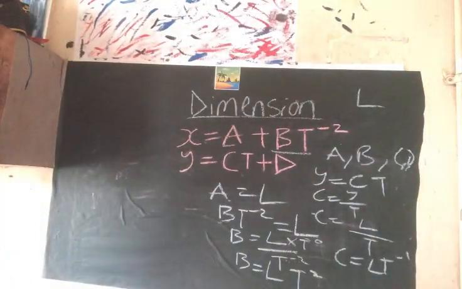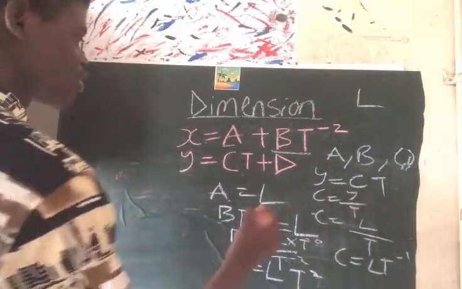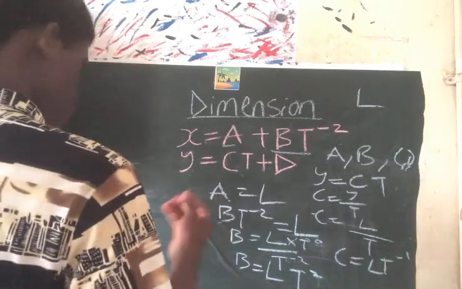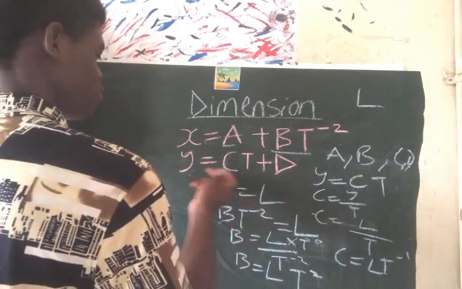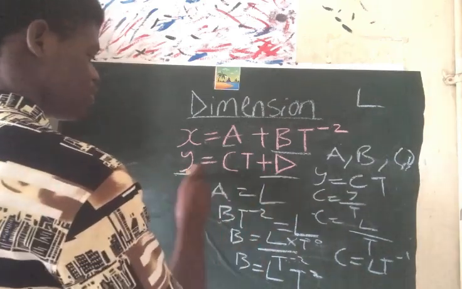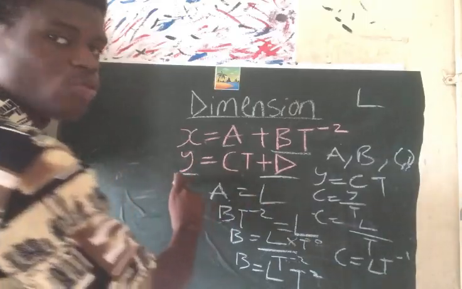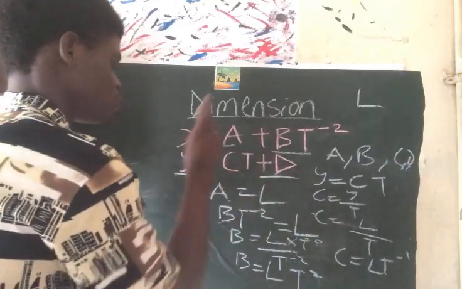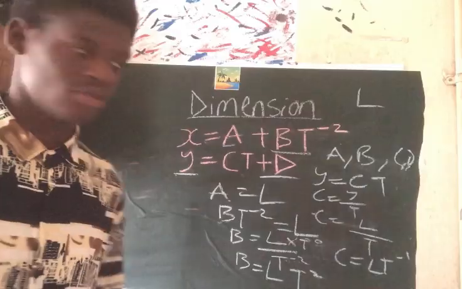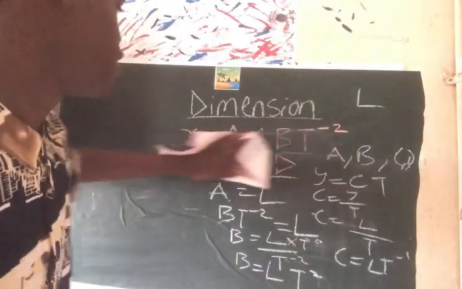And for d, this is just simple. Since y and d are equal, they are separated by an equal to sign, that means d is also equal to L. Feel me? It's very easy.